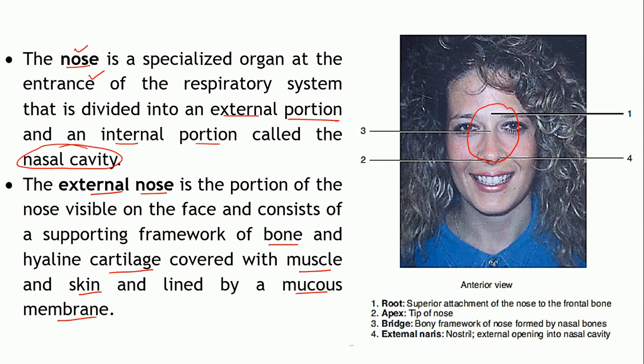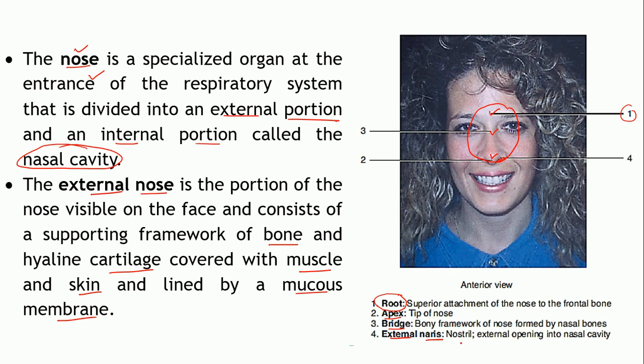As you can see, this external nose can be divided into several areas. The first one, there are certain numbers which are given, 1. This particular portion is known as the root. That is the superior attachment of the nose to the frontal bone. Then the second part, that is the apex, which forms the tip of the nose, and the third one, this region, forms the bridge. That is the bony framework of the nose which is formed by the nasal bones. And the fourth part, this one, is the external nares.